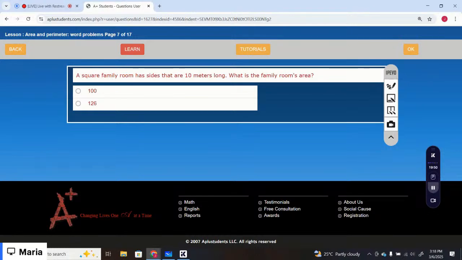A square family room has sides that are 10 meters long. What is the family room's area? That is 10 times 10 equals 100. Option number 1 is the correct option.